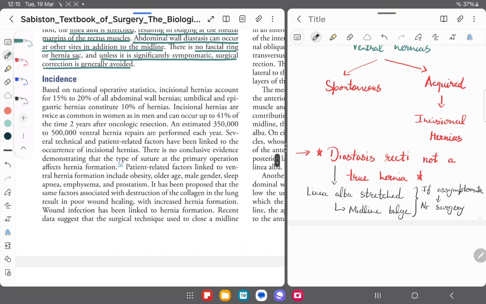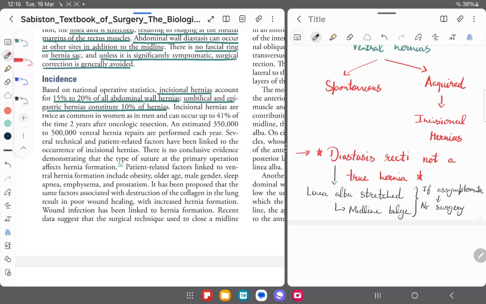So, incidence. Based on national operative statistics, incisional hernia accounts for 15 to 20% of all abdominal wall hernias. So this might be some US data. Umbilical and epigastric hernias constitute 10% of the hernias. So incisional hernias are more common than umbilical and epigastric hernias.